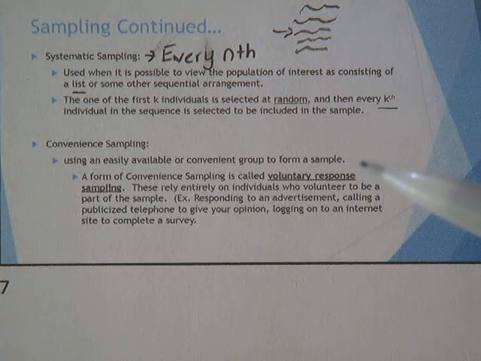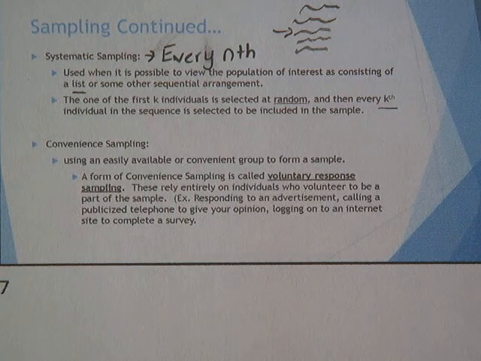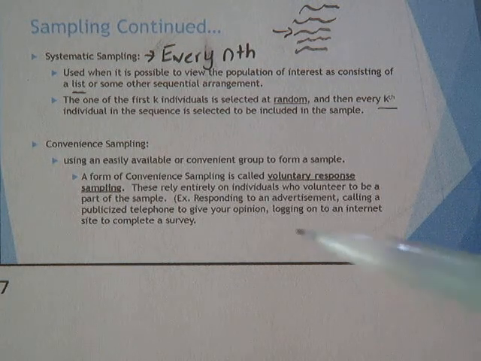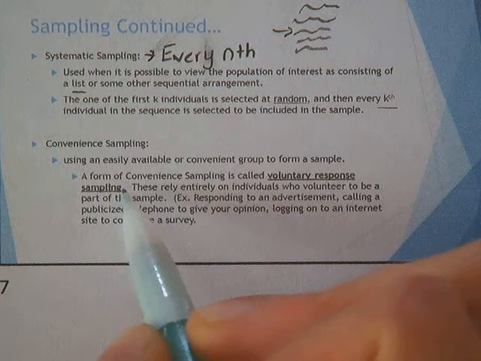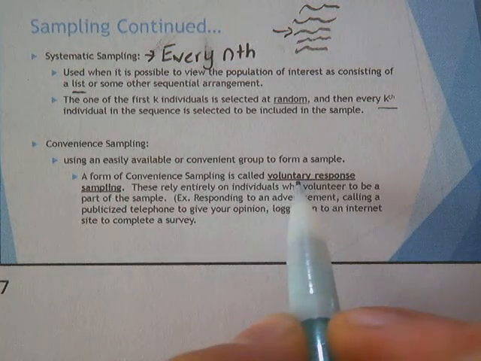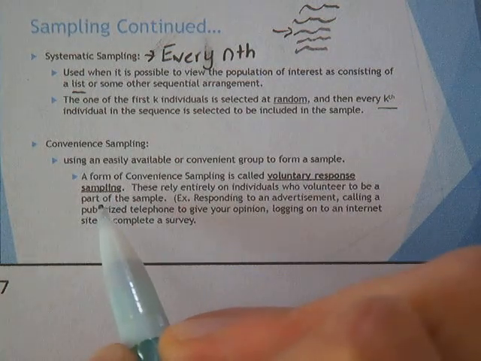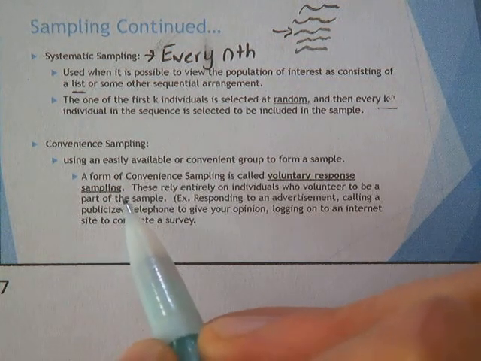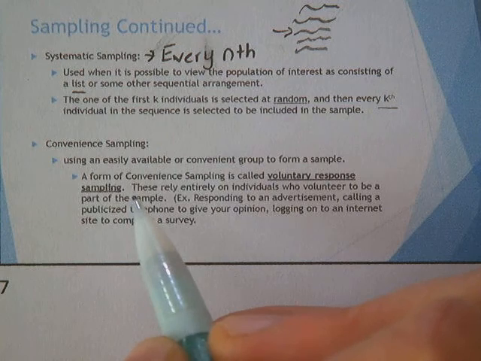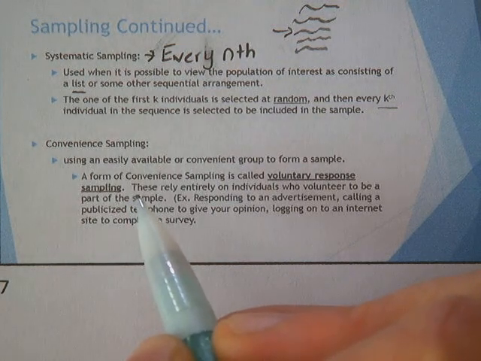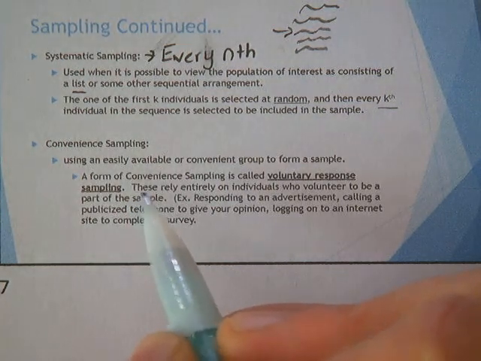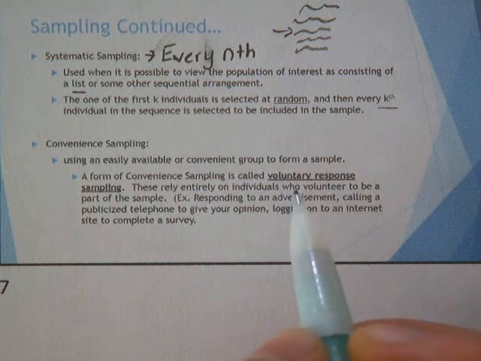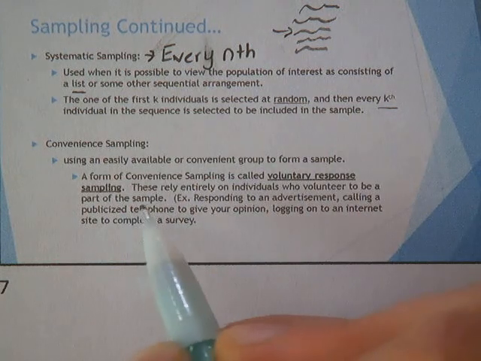All right. So if you're doing something that's convenient and you're not truly trying to randomly sample people for your study, then that's convenient sampling. Okay. And so a form of convenient sampling is called voluntary response sampling. And this sometimes can't be avoided, but you want to try to not do that as much as possible. The voluntary response is what it sounds like. These rely entirely on individuals who volunteer to be part of a sample.